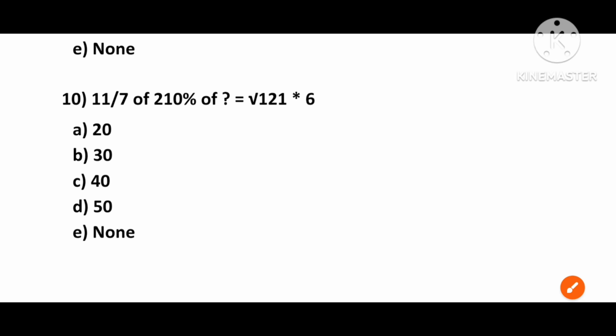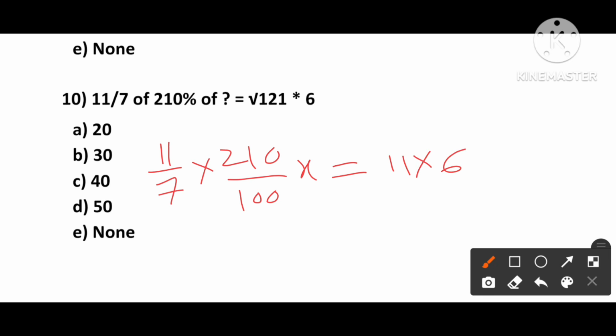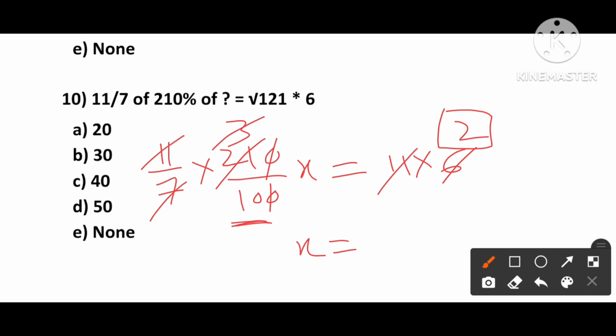Next, 10th question. Here we see 11 divided by 7 into 210 divided by 100 x equals to 11 into 6. So 11 and 11 cancels. 0 and 0 cancel. 7 3 times. So 3 2 times. So what we left is 10 in the denominator and here 2. So what the value is x equals to 2 into 10 which will be 20. So answer will be 20. Option A is our answer.